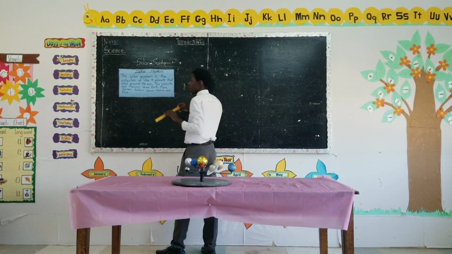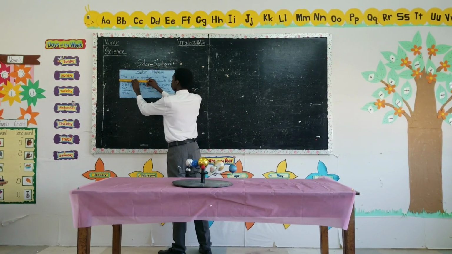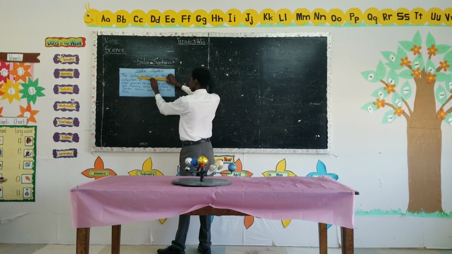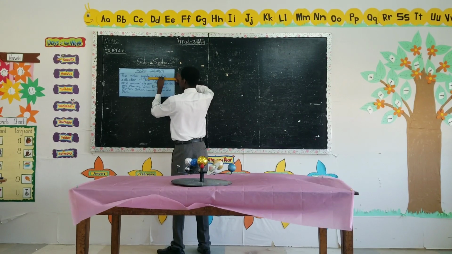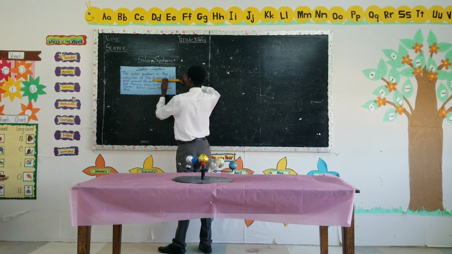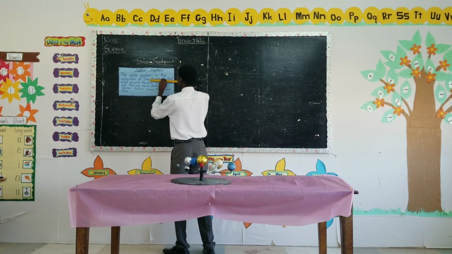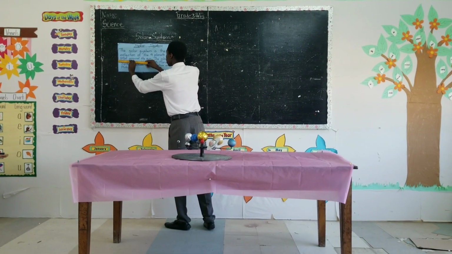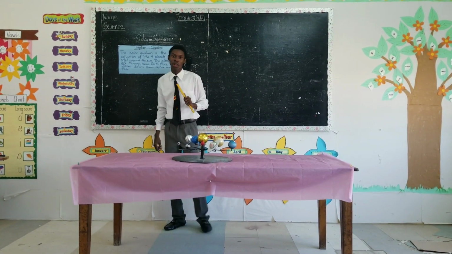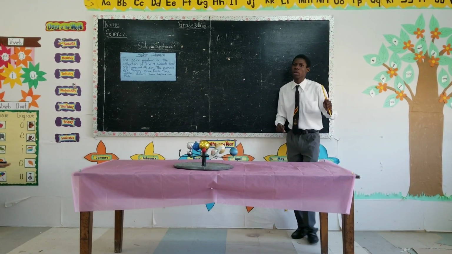Let us go over that again. Let us read together. 1, 2. The solar system is the collection of the 9 planets. Collection of the what? 9 planets that orbit around the sun. What does it do around the sun? Orbit around the sun. Who can tell me what the word orbit means?